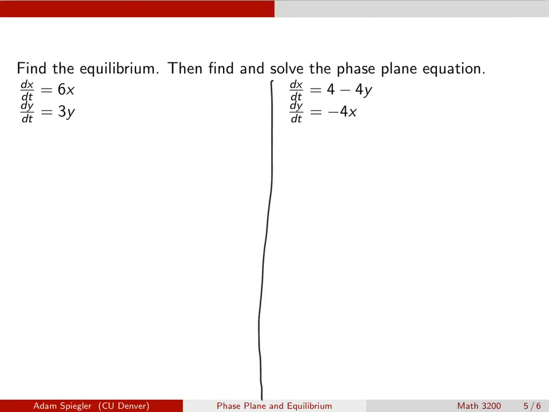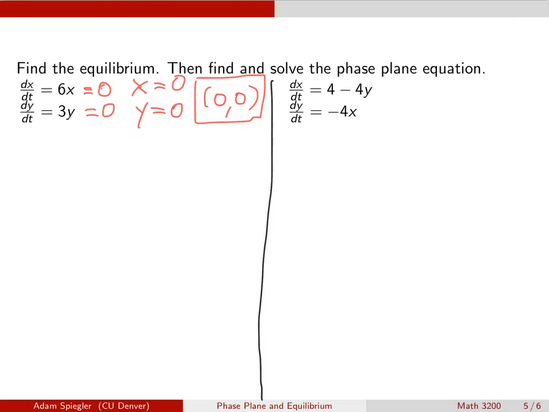So we'll take a look at first this example where we have dx/dt equals 6x and dy/dt is equal to 3y. Let's first find the equilibrium for that system. We need to identify where dx/dt and dy/dt are simultaneously zero. Starting with dx/dt, that's a pretty simple equation to solve. The only way that is zero is if x is zero. And similarly, from the dy/dt equation, we see that y has to be zero. So we have only one equilibrium at the origin, the point (0, 0).